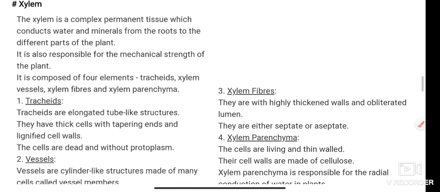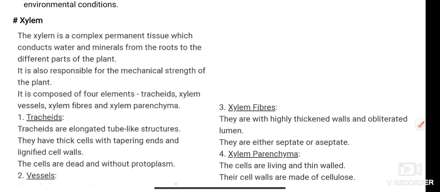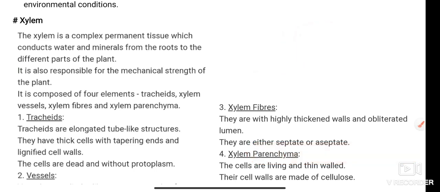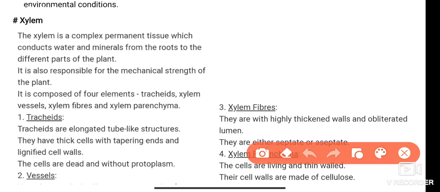First is xylem. The xylem is a complex permanent tissue which conducts the water and minerals from the roots to the different parts of the plant, especially the leaves. It is also responsible for the mechanical strength of the plant because it has dead cells. It is composed of four elements: tracheids, xylem vessels, xylem fibers, and xylem parenchyma.